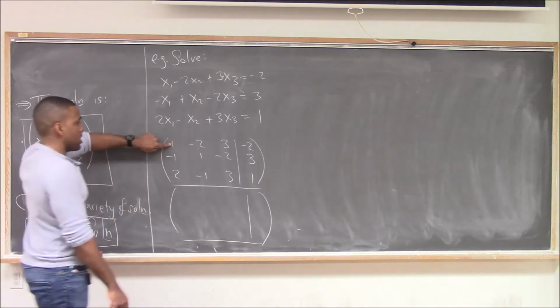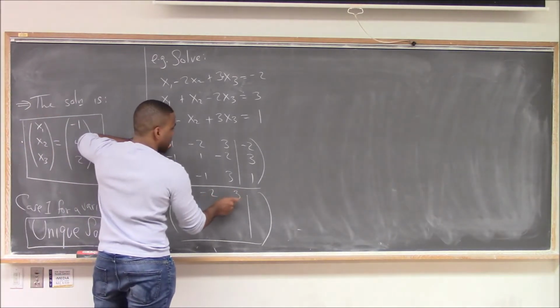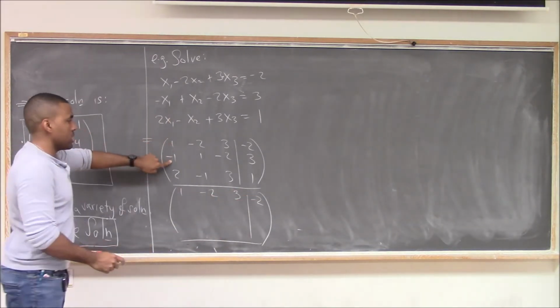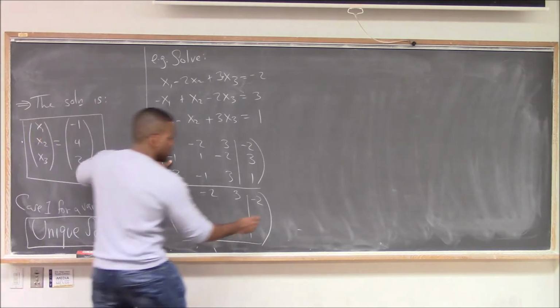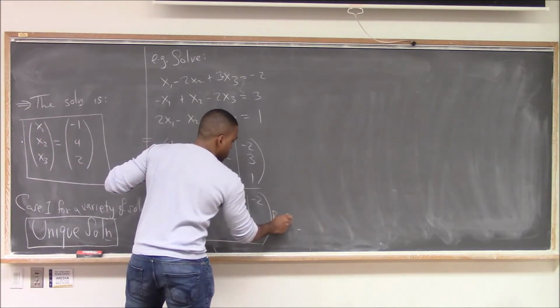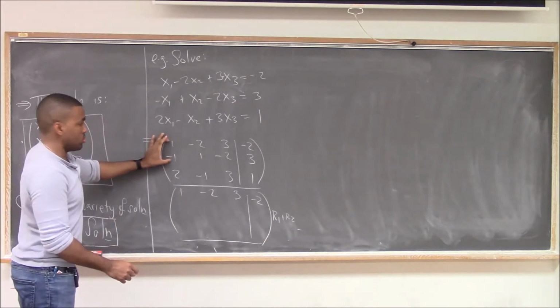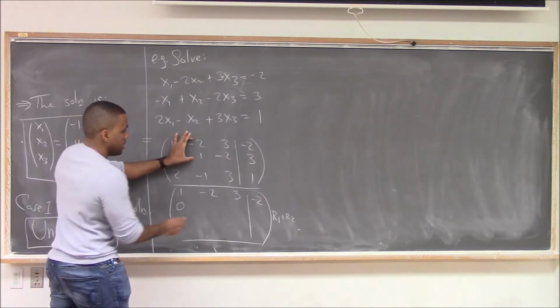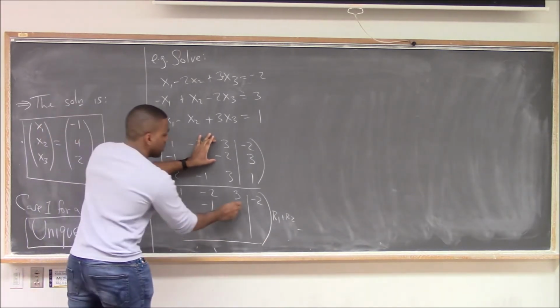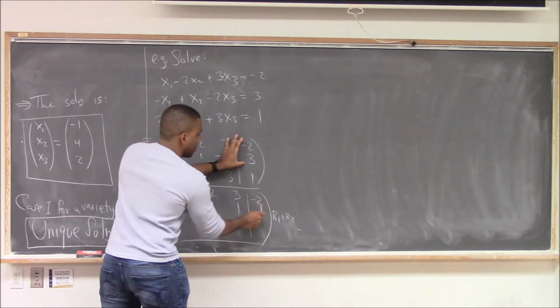So I already have a 1 here, so I'm going to leave that guy. If I want to get 0 here, I can just add row 1 and row 2. Adding those two would give me a 0. Add these two, I get a minus 1. Add these two, I get a 1. Add these two, I get a 1.